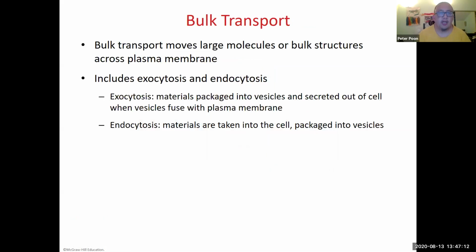Okay, bulk transport is when I move entire big chunks of things. An example of bulk transport is a white blood cell swallowing a bacteria. I'm pretty sure you guys have seen that in high school. Okay, that is bulk transport. So you bulk transport in and you bulk transport out. In is endocytosis, out is exocytosis.